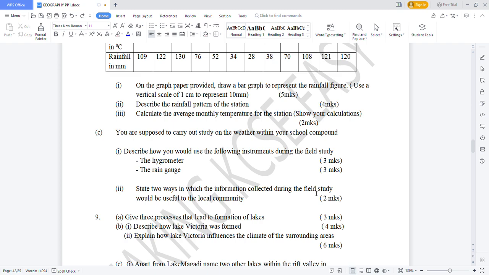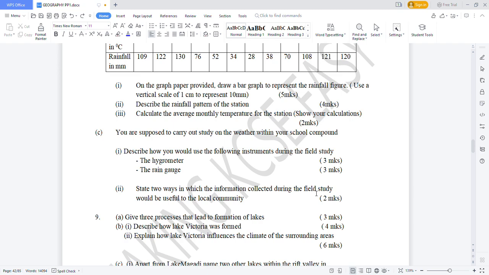The next question was, state two ways in which the information collected during the field study would be useful to the local community. The first one, the information will help the community to know the types of crops to plant.